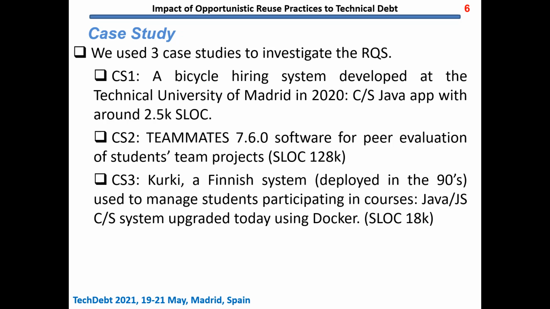In order to answer the research questions, we use as case study 3 different sample systems. The first one is a bicycle hiring system, a small Java system developed at the Technical University of Madrid. The second one, Teammates, is a much bigger project. It's an open source project used for the peer evaluation of students' team projects. And finally, the third one is Kurki, a Finnish system used to manage the participation of the students in courses.